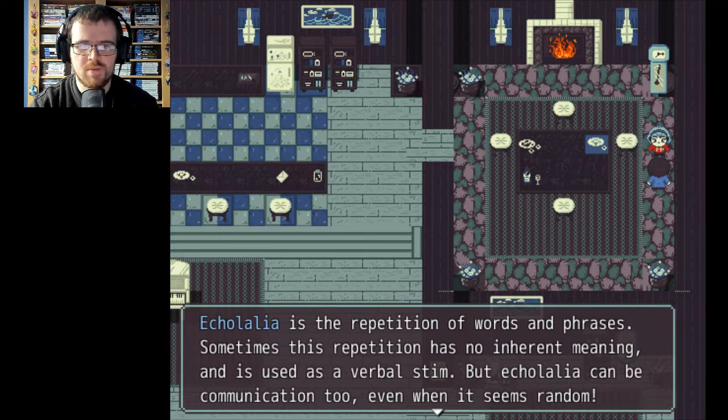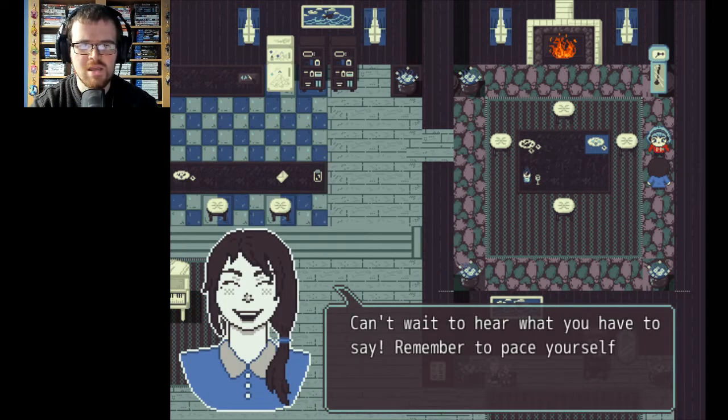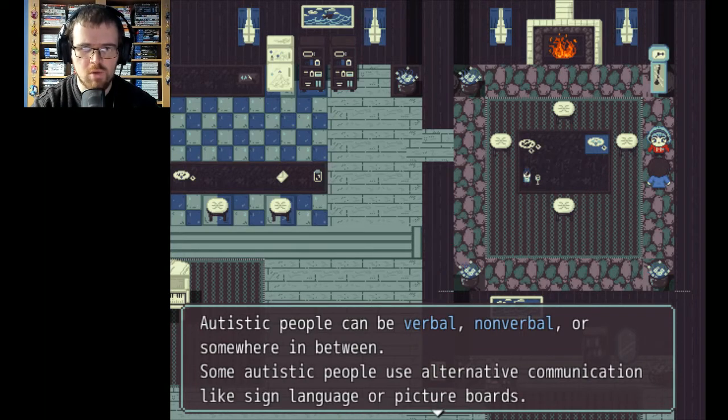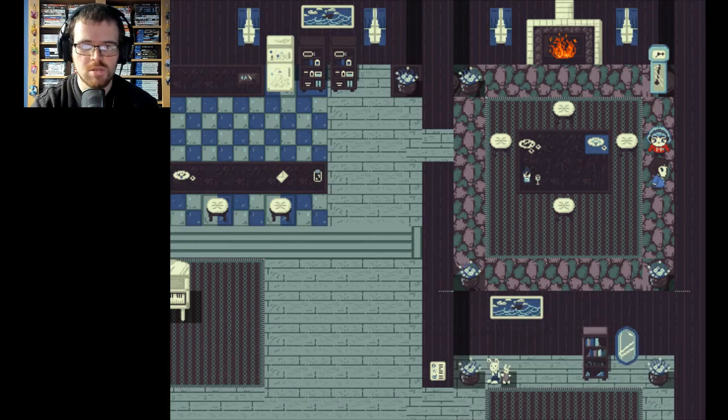Echolalia is repetition of words and phrases. Sometimes this repetition has no inherent meaning and is used as a verbal stim. But echolalia can be communication too, even when it seems random. Can't wait to hear what you have to say. Remember to pace yourself so you don't tire out. Okay. Autistic people can be verbal, non-verbal, or somewhere in between. Some autistic people use alternative communication like sign language, yes, or picture boards.